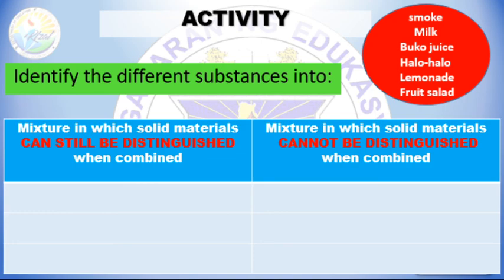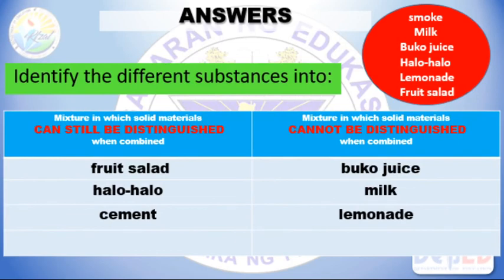Alright, let's check. Here are the answers. We have fruit salad, halo-halo, cement on the first column, buko juice, milk, lemonade on the second column.